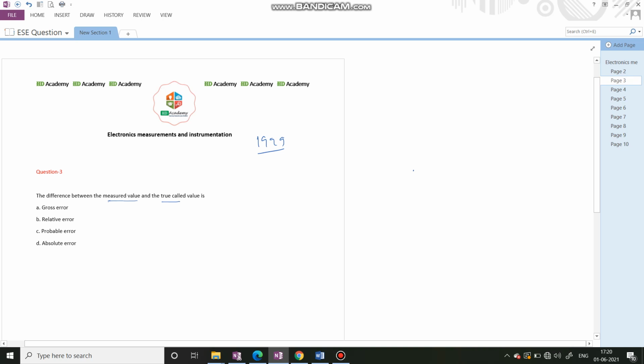Before solving this by choosing one option, at first we go through the different errors. What does gross error mean, what does relative error mean, what does probable error mean, and what does absolute error mean? At first, gross error. What does gross error mean? Gross error is due to the human factor involved in measurement, and careless reading, observation, that kind of thing.